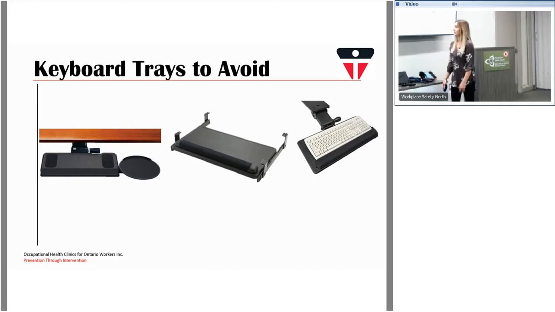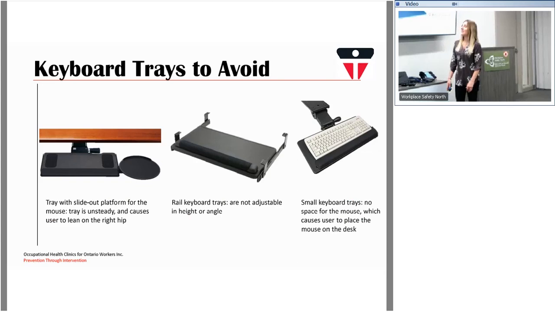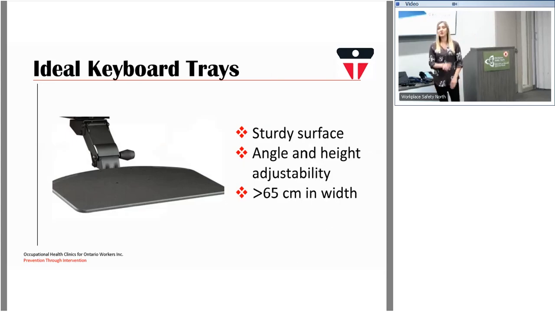So there's the answers for you guys. And this is an example of an ideal keyboard tray. So it's very simple. It's just a flat, solid, sturdy surface. And we want it at least 65 centimeters in width. This allows the keyboard and the mouse to sit comfortably on it.